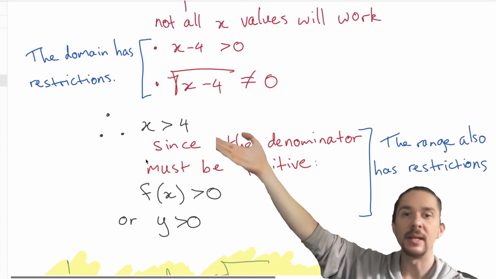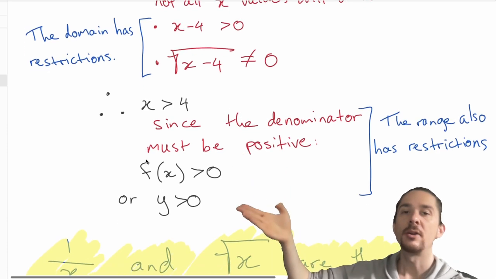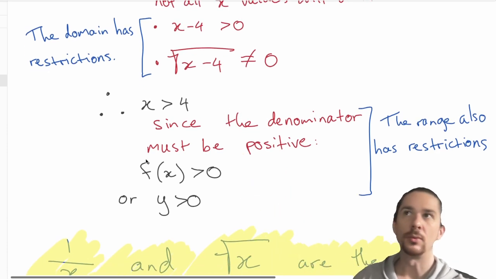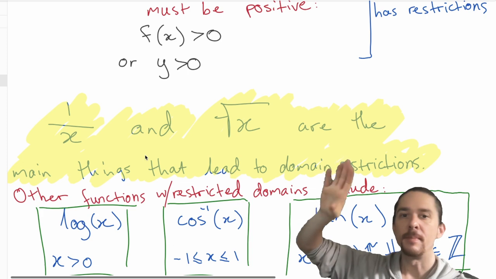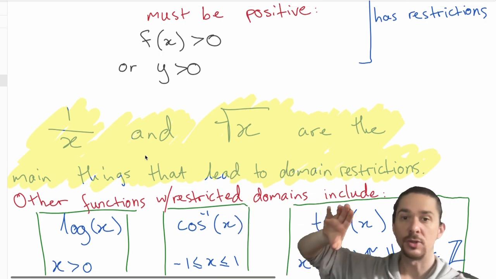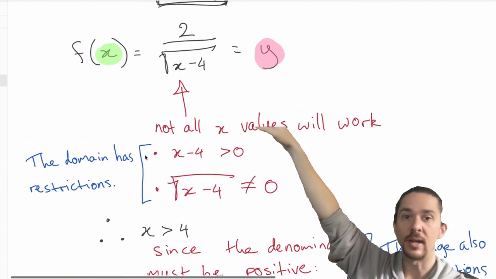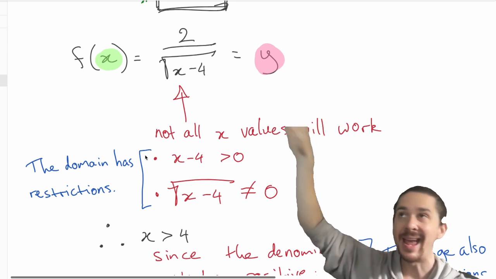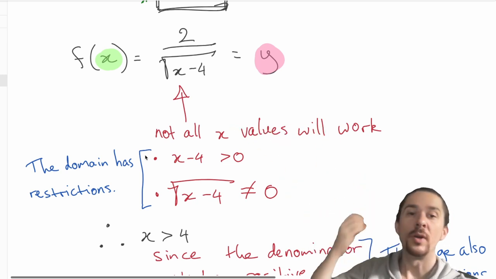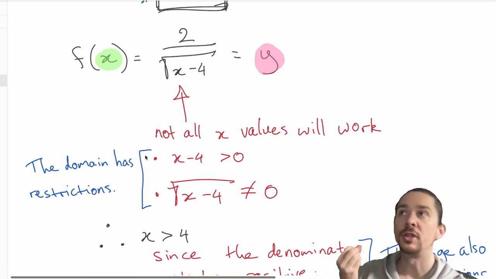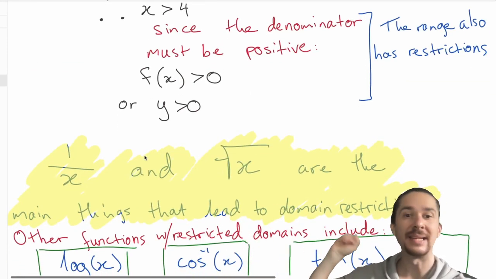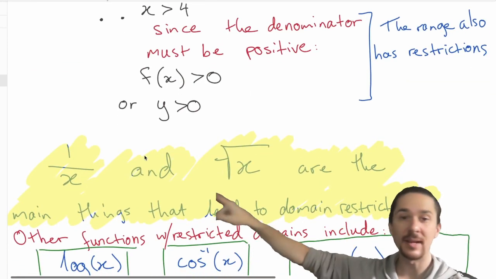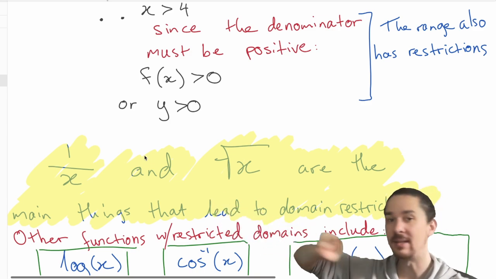So we have our domain is x is greater than 4, and our range is y is greater than 0, or f of x is greater than 0. 1 over x and the square root of x are the main things that lead to domain restrictions. So we had both of them here. We had our x in a denominator and we had our x in a square root. When you're working out the domain of a function, these are your biggest red flags. Is x in a denominator and is x in a square root? Because there will definitely be restrictions on x in these cases.